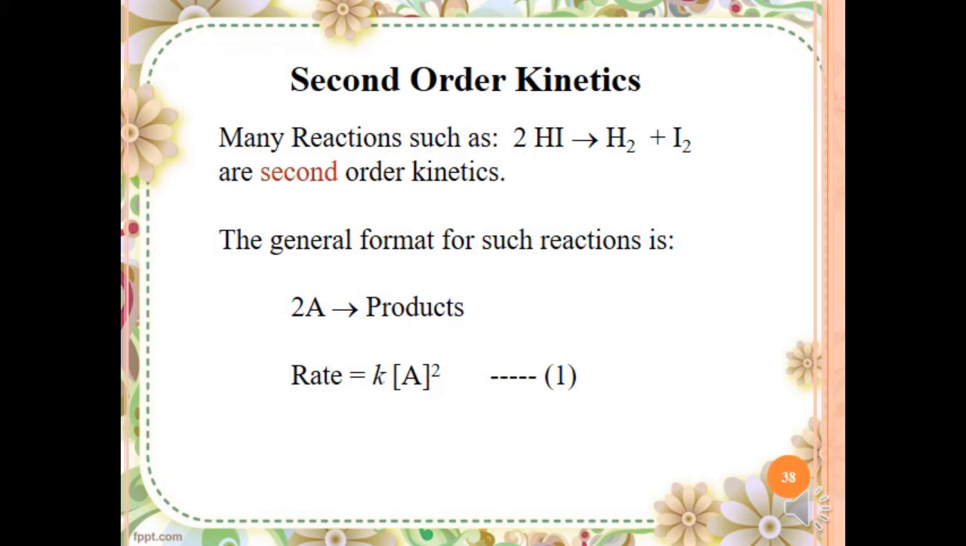Moving on to second order kinetics. Many reactions also follow second order kinetics, for example here, hydrogen iodide producing hydrogen and iodine. So we write the general reaction for second order, with the same product. The rate law expression is k A power of 2 for second order.